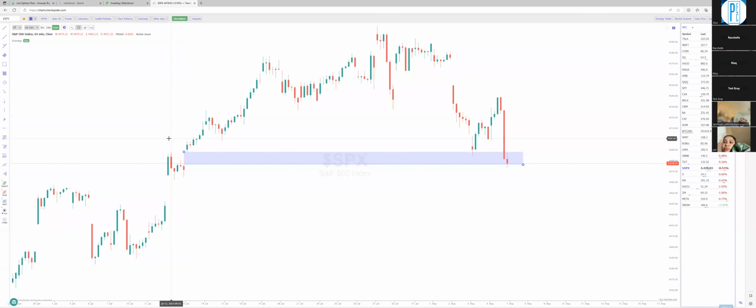How long would you consider old? Oh, I mean, anything that's not the recent day. If it's not the last 1 to 2 days, I consider that pretty old. These gaps down here, these are pretty old, right? They've been there for a minute.